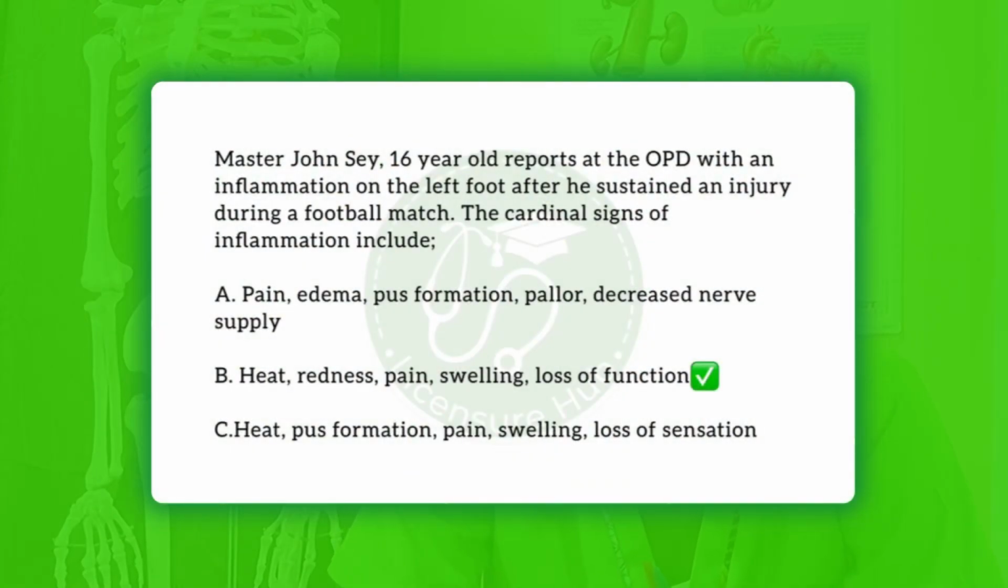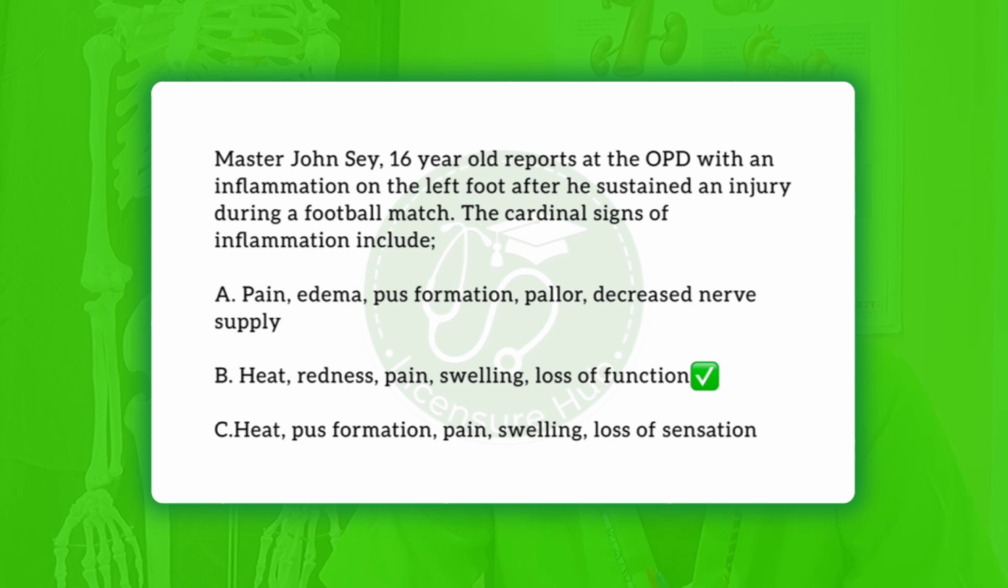In surgery, these are the cardinal signs that we expect to see when inflammation is going on. And so interpreting these Latin words, you will see that rubor means redness, calor means heat, dolor means pain, tumor means swelling, and functio laesa means loss of function. Let's go back to our question to see what cardinal signs will be the most appropriate. Option A will be out because decreased nerve supply will not be part of our answer, as well as pallor and pus formation.